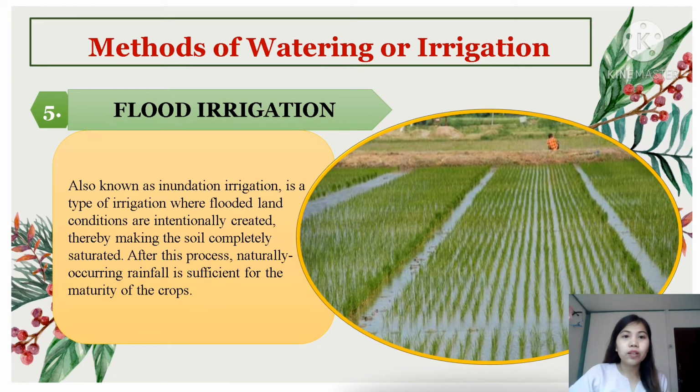Fifth is flood irrigation, also known as inundation irrigation. It's a type of irrigation where flooded land conditions are intentionally created, thereby making the soil completely saturated. After this process, naturally occurring rainfall is sufficient for the maturity of the crops. This is very common in rice fields.